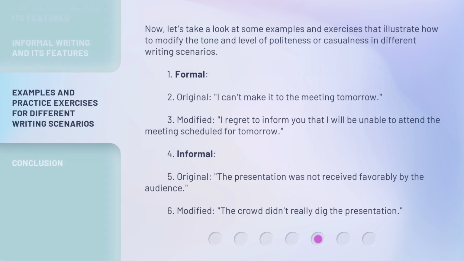Now, let's take a look at some examples and exercises that illustrate how to modify the tone and level of politeness or casualness in different writing scenarios. 1. Formal. 2. Original. I can't make it to the meeting tomorrow. 3. Modified. I regret to inform you that I will be unable to attend the meeting scheduled for tomorrow.